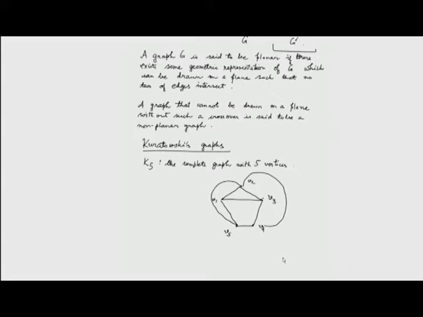We can join like this, and then we join V3 and V5, and then suppose I have to join V4 and V1, we have no other way other than cutting or intersecting one of the edges. So, we may write like this, or whichever way we go we will intersect the edges. So, this is Kuratowski's first graph, and let us look at the second graph.